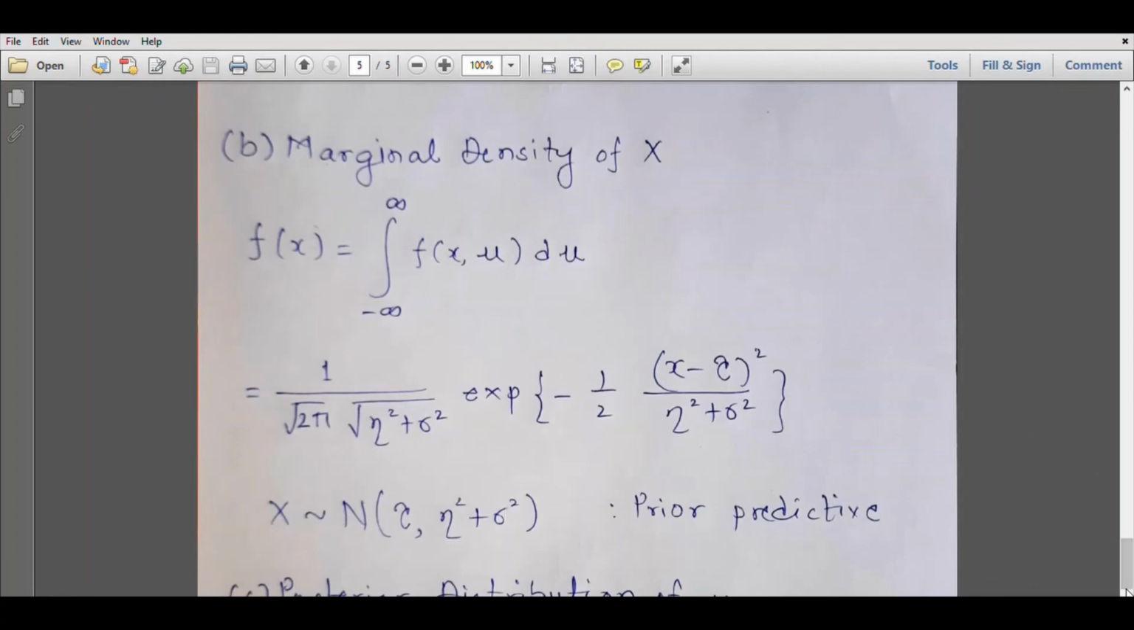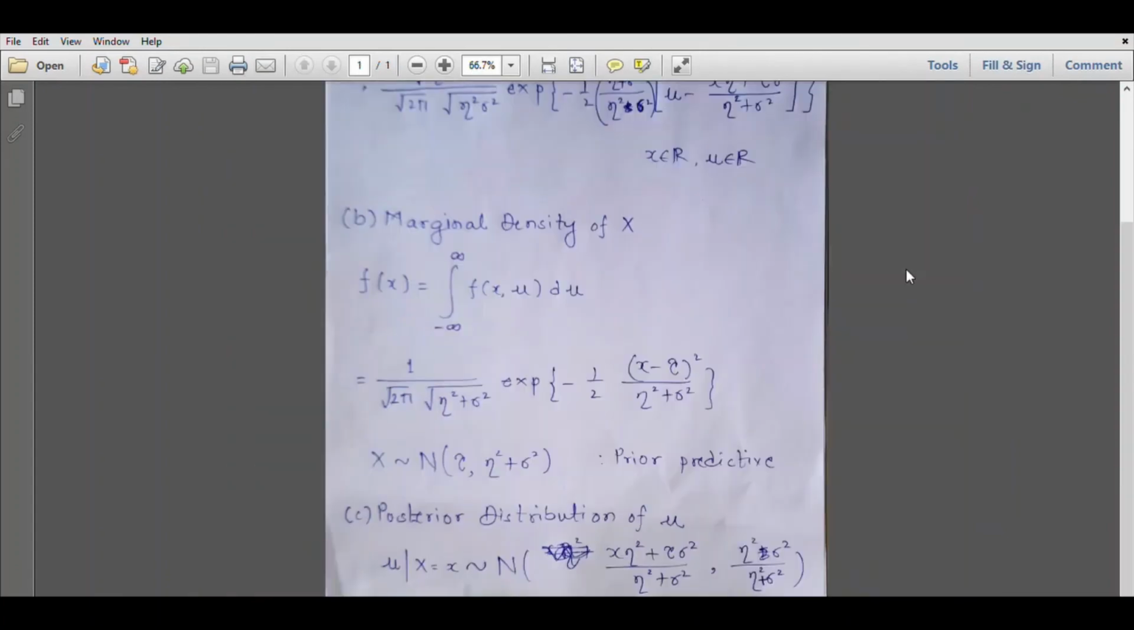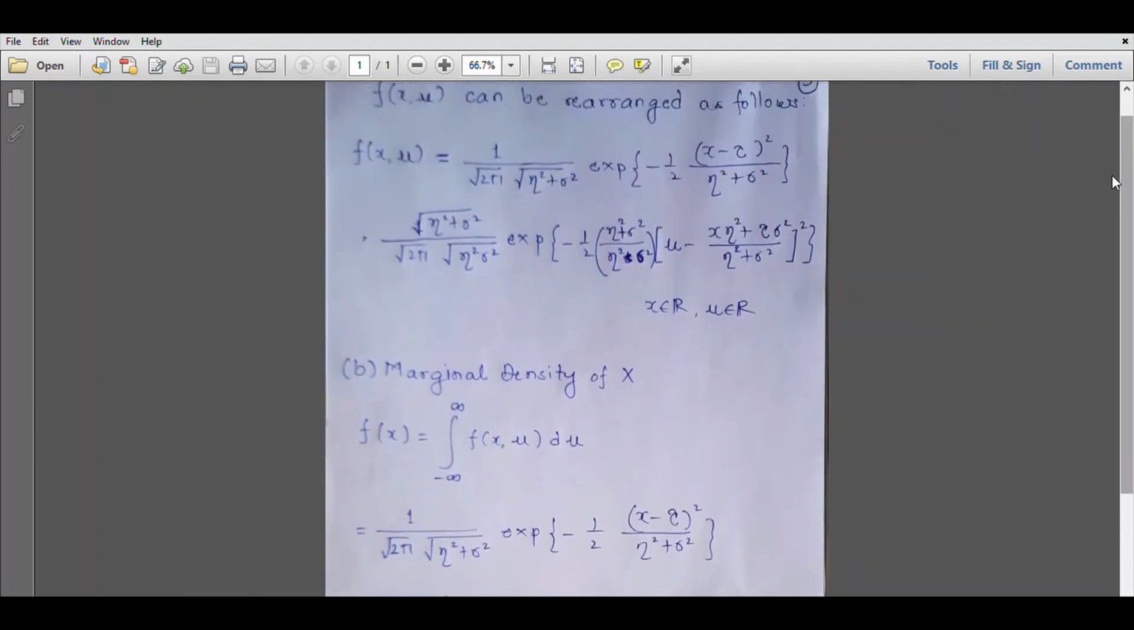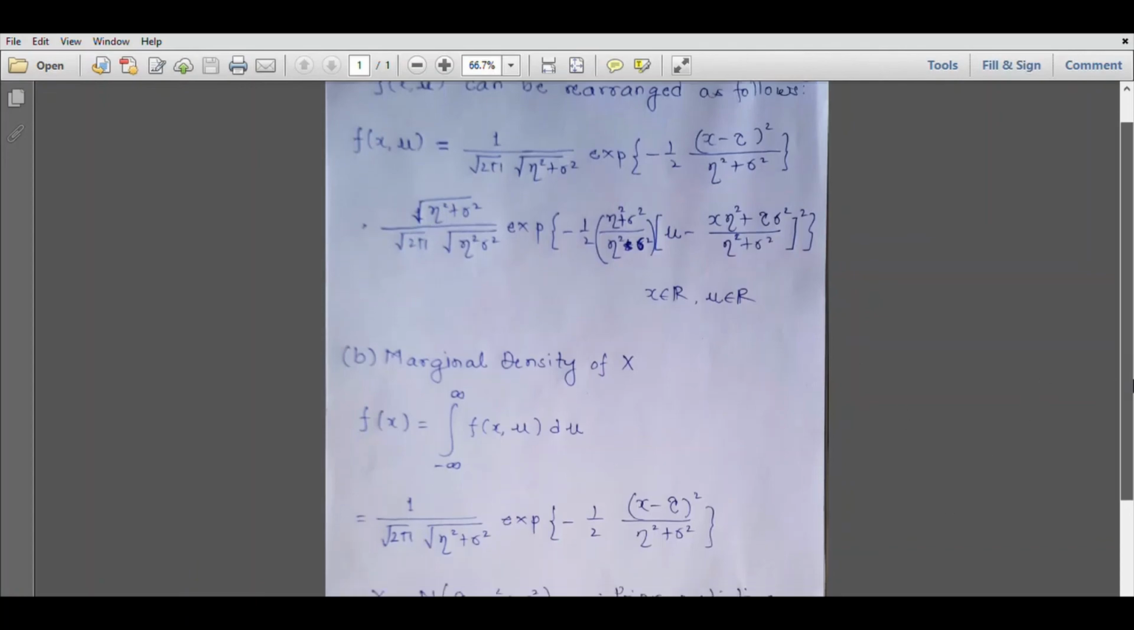Now let us quickly discuss how we can compute the posterior distribution of mu. Since the joint distribution, we have been able to split it as the marginal density of x and this term, which itself is a normal PDF with mean this and variance which is the reciprocal of this. So after dividing the joint density by this, what remains is this term, the normal PDF. So clearly that is the posterior PDF of mu given x.